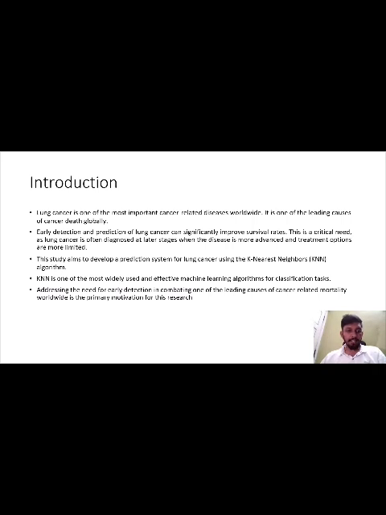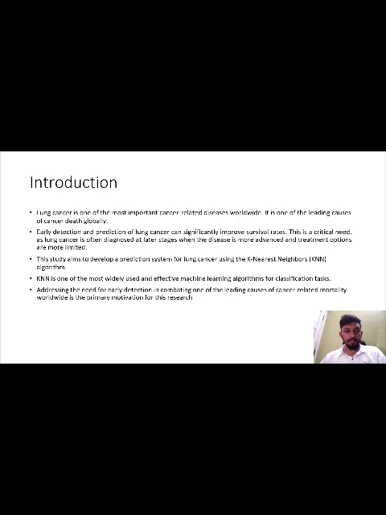Introduction. Lung cancer is one of the most important cancer related diseases worldwide. It is one of the leading causes of cancer death globally. Early detection and prediction of lung cancer can significantly improve survival rates. This is a critical need, as lung cancer is often recognized at a later stage when the disease is more advanced and treatment options are more limited.